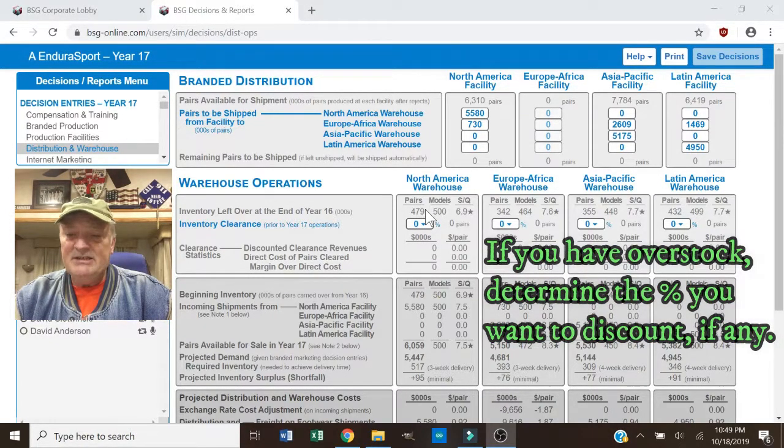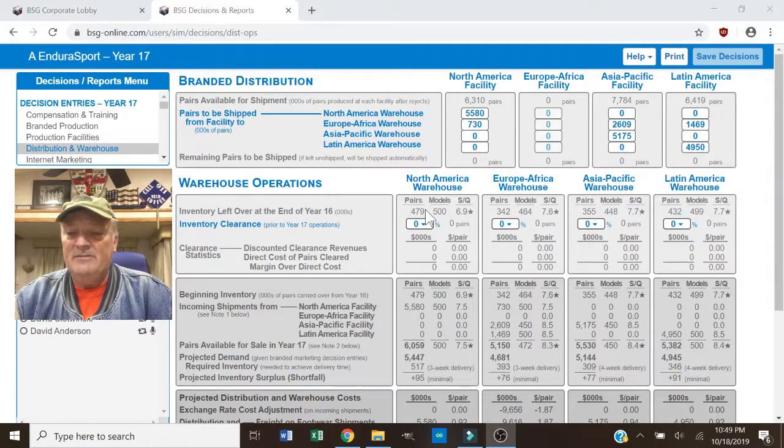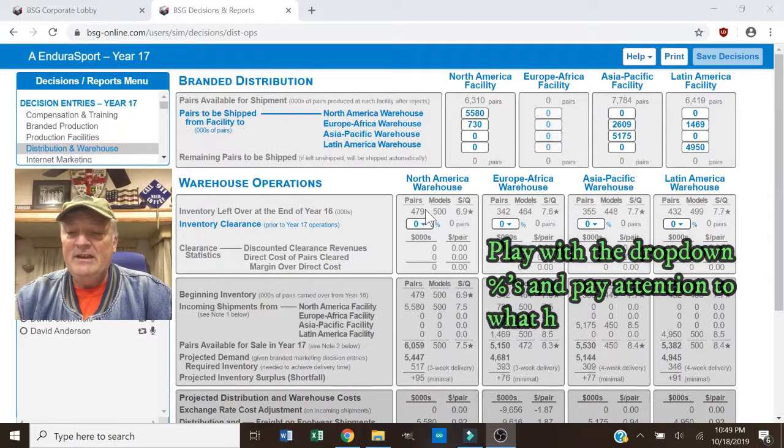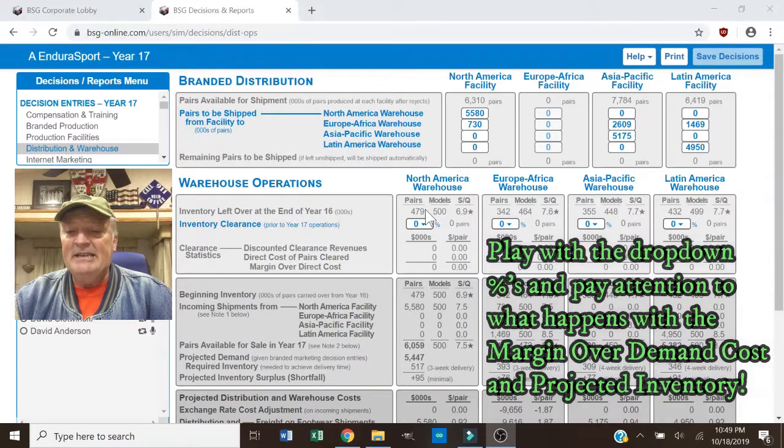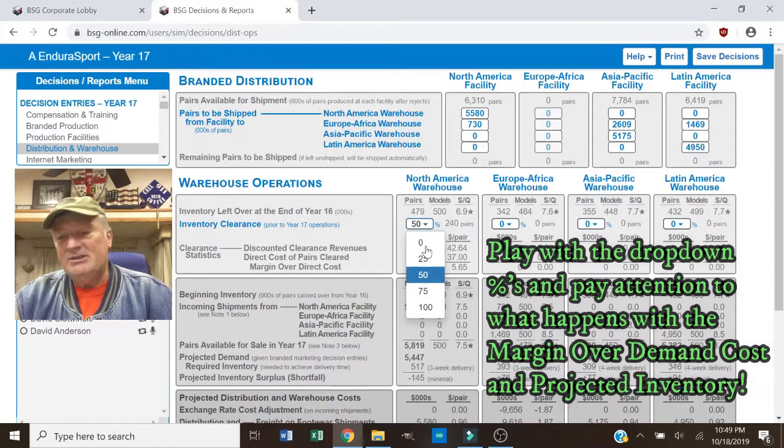Okay, it's going to be $6.88 a pair of shoes if I decide to mark down 25% of them. If I mark down 50, it only changes by about 80 cents or so. If I mark down 75, it changes by a little over $1. And if I mark down 100, it changes about $1.